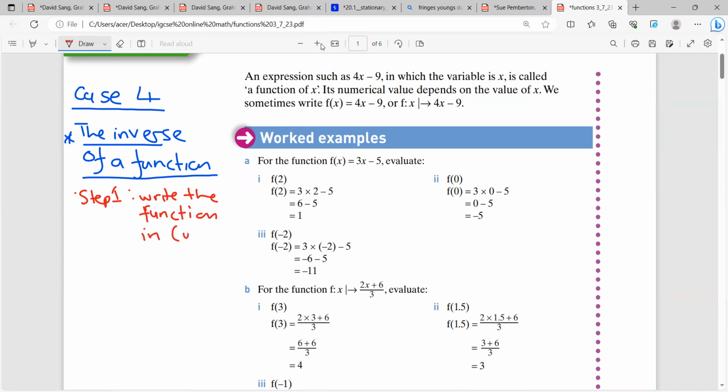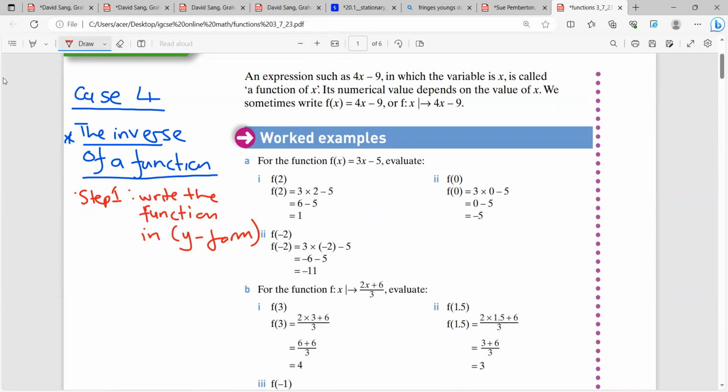I just write in y form. So we don't want to see f of x there, isn't it? You replace your f of x with y. It's just going to make it easy when you are doing your calculation. Instead of using f of x, remember, that is like 2 letters already. And we're going to be doing a change of subject, so it won't make sense to have this.